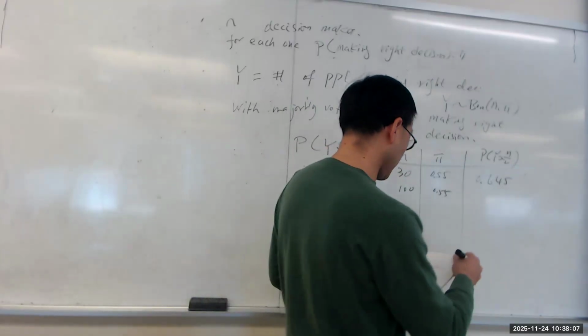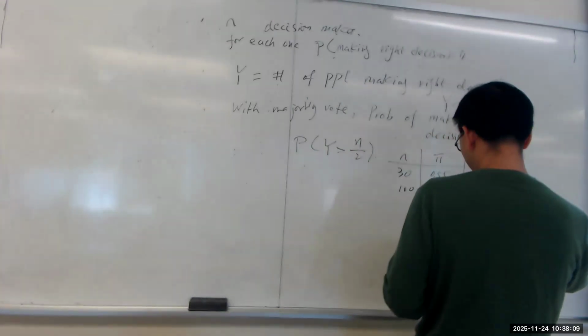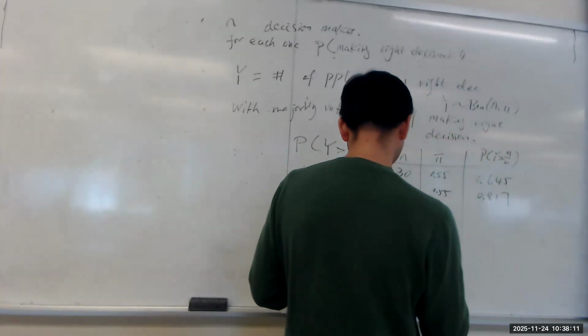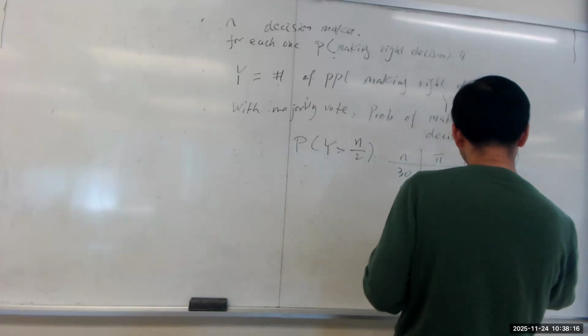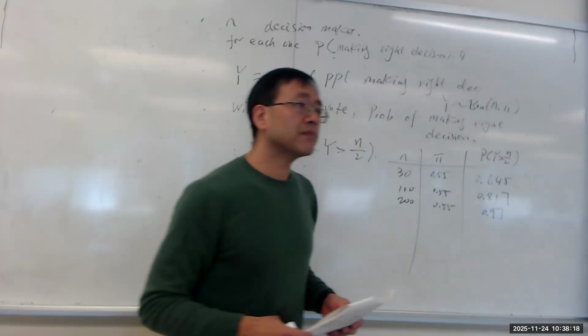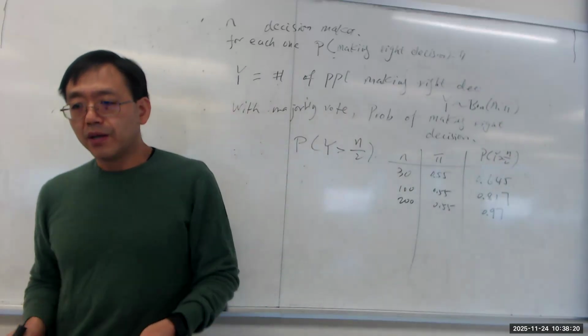This probability is going to increase to 0.17817. If you increase it to 200, it's going to be 0.97. So what does this mean?